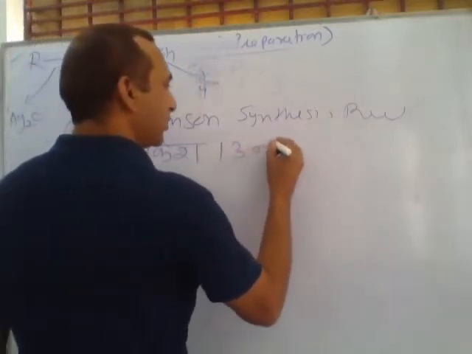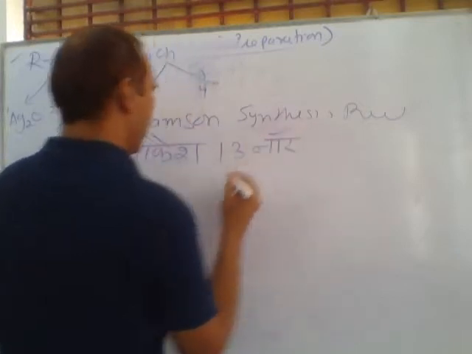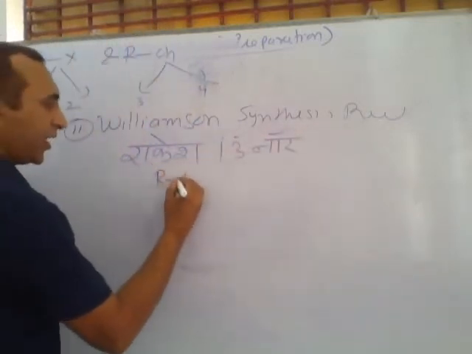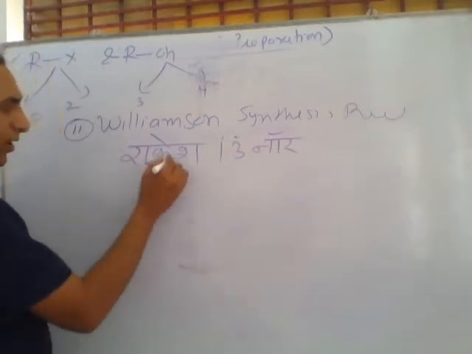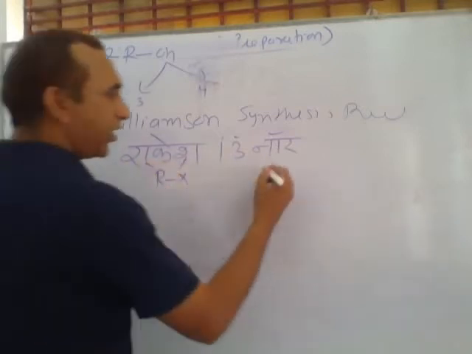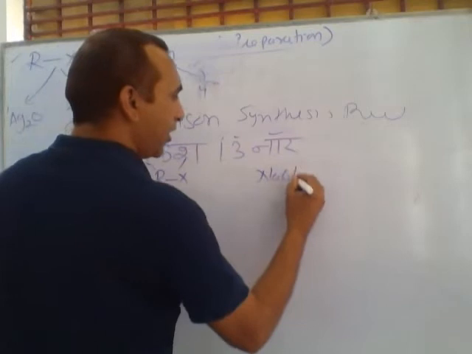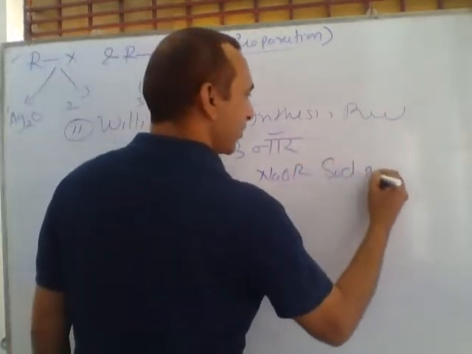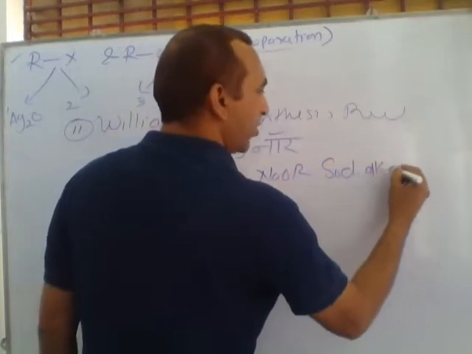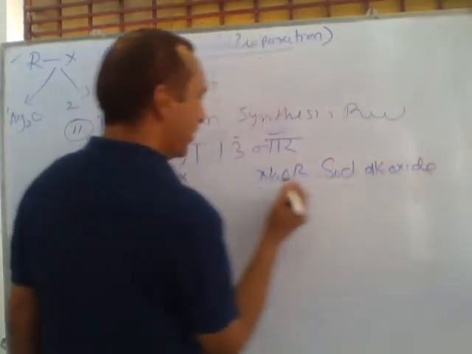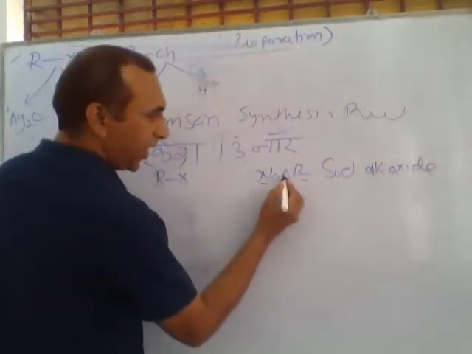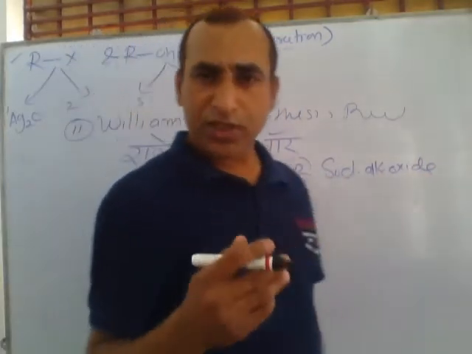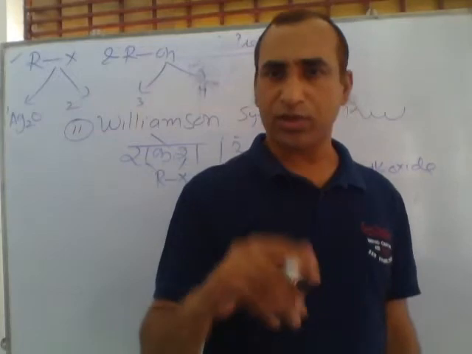The trick is 1-3-1-3, meaning we are using RX, with R for R and X for X, and NaOR, which stands for sodium alkoxide. Here, listen: this is sodium, this is alk, and last we use oxide. So sodium alkoxide, for example sodium methoxide, sodium ethoxide, sodium phenoxide.